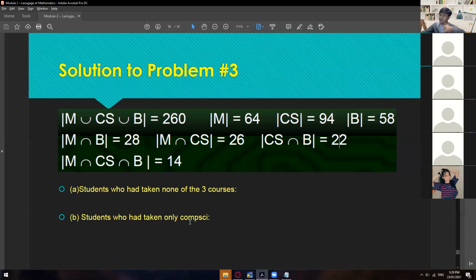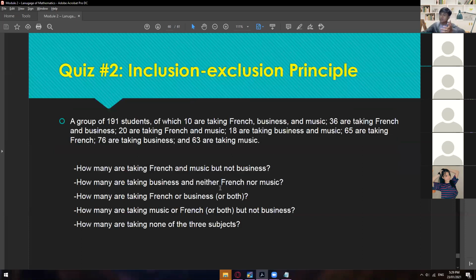Once you're done understanding sample problem number 1 to sample problem number 3, you may proceed to answering quiz number 2. We have here a total of 5 questions, and here's the sample problem. You can analyze this once our discussion is done. So that's it for this module 2. We were able to finish this module in just 3 Zoom meetings, but in a fast mode of discussing things.